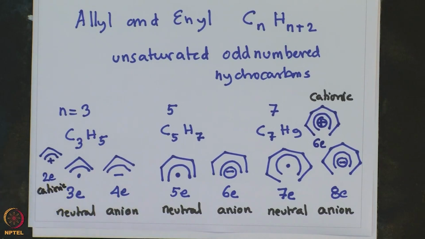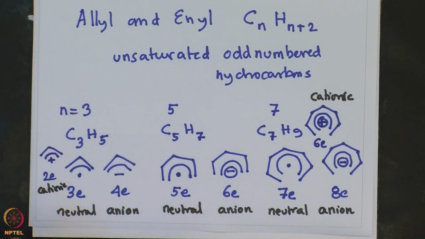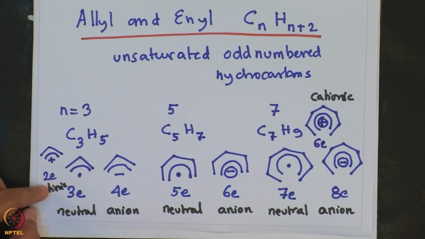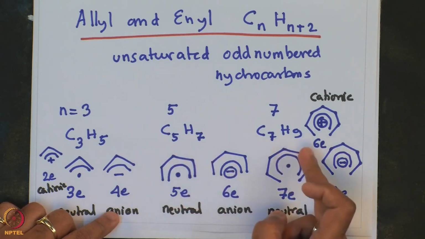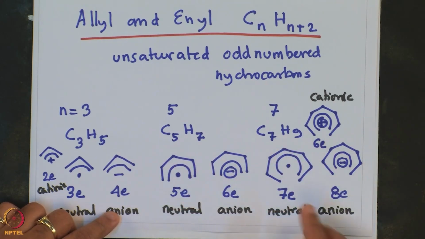So what is important to see is that allyl and enyl complexes provide a whole range of binding capabilities of the ligand in terms of their electron donation. Each of these ligands can exist in three forms: neutral, anionic and cationic, and as a result they have versatility with respect to the electrons they can donate. For example, C3H5 can donate 2 electrons as a cation, 3 as a neutral, 4 as an anion, and so on. Each of these ligands, C5H7, C7H9, can donate three types depending on which form they are binding.